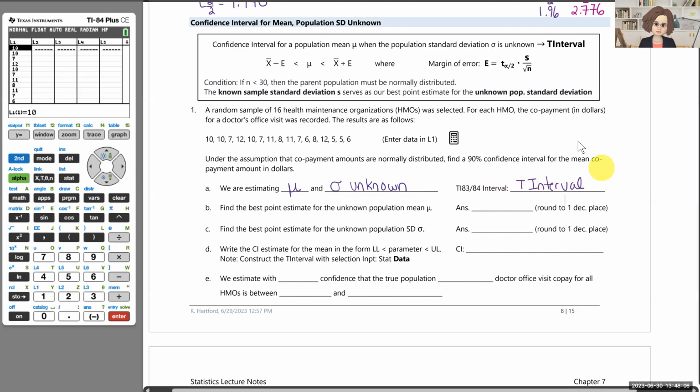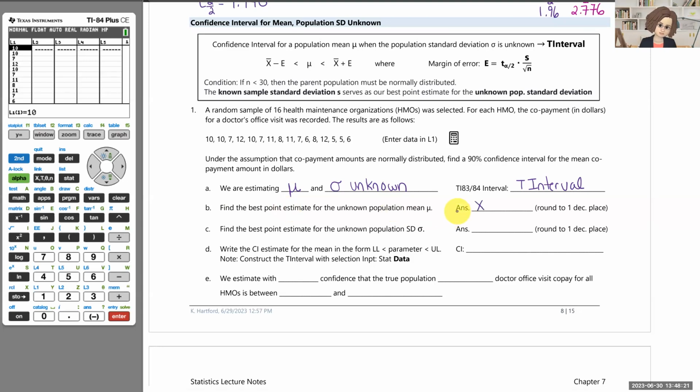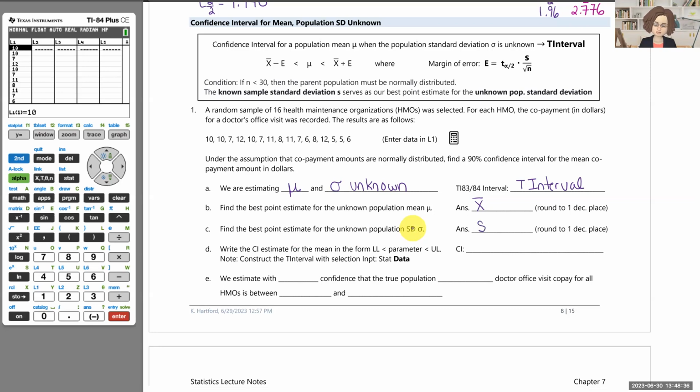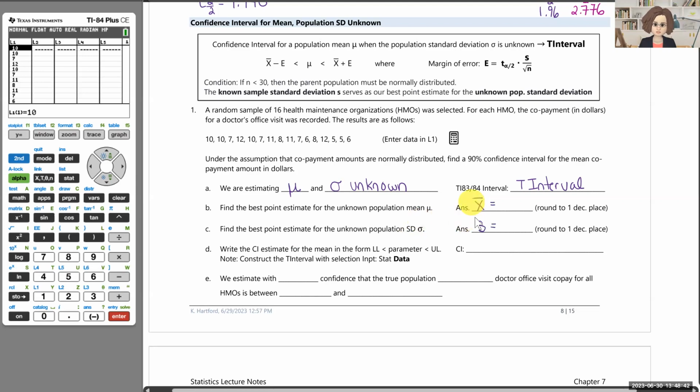But before we get to that, I do actually want to just write down our best point estimates. So if I wanted to use sample data to estimate mu, my best point estimate would be the sample mean. So the sample mean is the best point estimate for the population mean. And the best point estimate for the unknown sigma, the population standard deviation, would be the sample standard deviation. So if you have sample data, you will always know the sample standard deviation and the sample mean. So I just wanted to jot those down quickly here, just running one var stats.